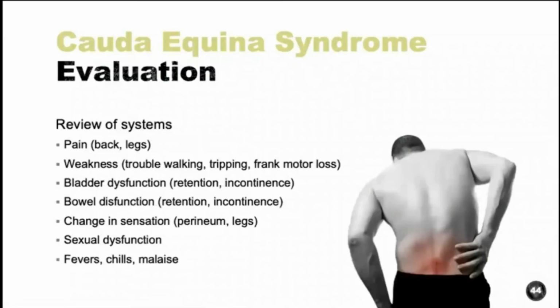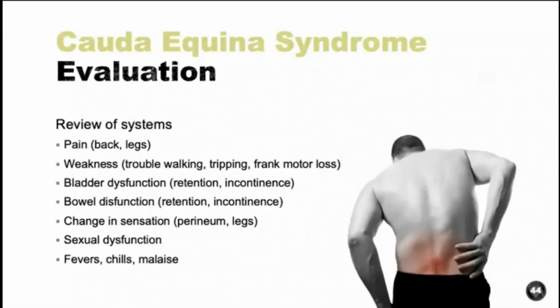So from an evaluation perspective, I think this is absolutely crucial. It's important that you think about all the different things, that list of things that could cause cauda equina, and ask patients questions specifically designed to elicit signs or symptoms of this. So this could be pain in their back or legs, weakness, which may be characterized by trouble walking, tripping or falling, difficulty getting up from a chair, things like that.